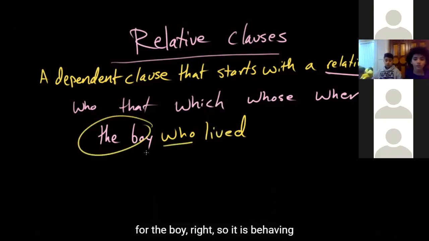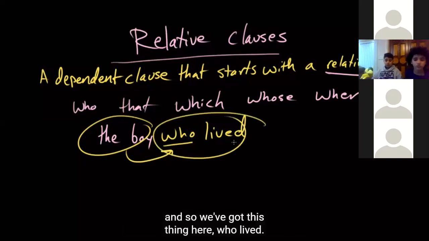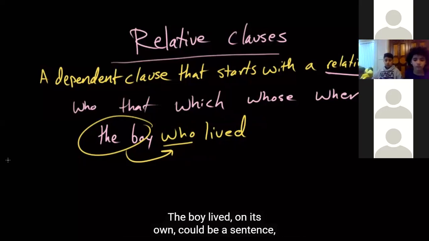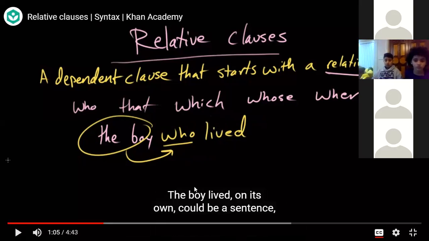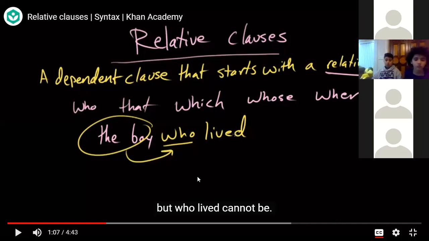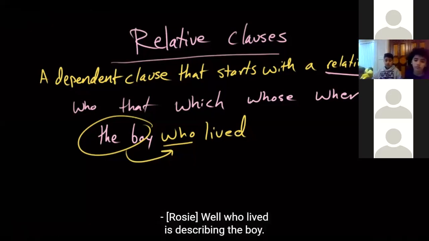"Who" is subbing in for "boy", right? So it is behaving like a pronoun, but a relative pronoun. And so we've got "who lived" here. "The boy lived" on its own could be a sentence, but "who lived" cannot be. It can't stand alone because it's a dependent clause, and dependent clauses cannot stand alone. "Who lived" is describing the boy.